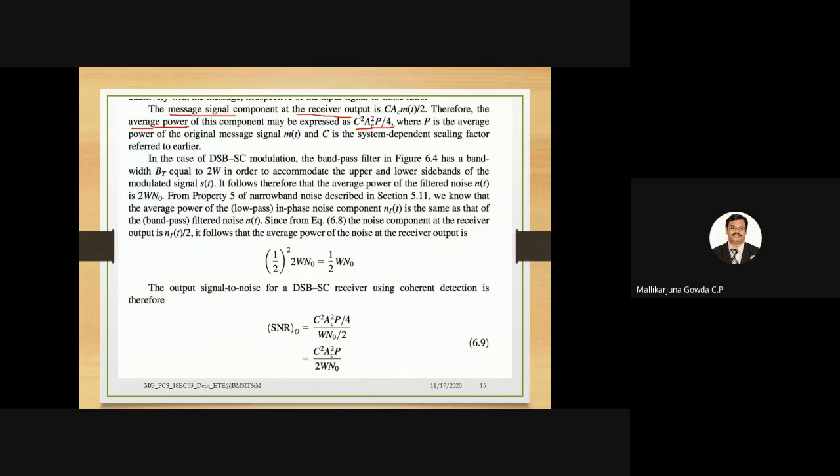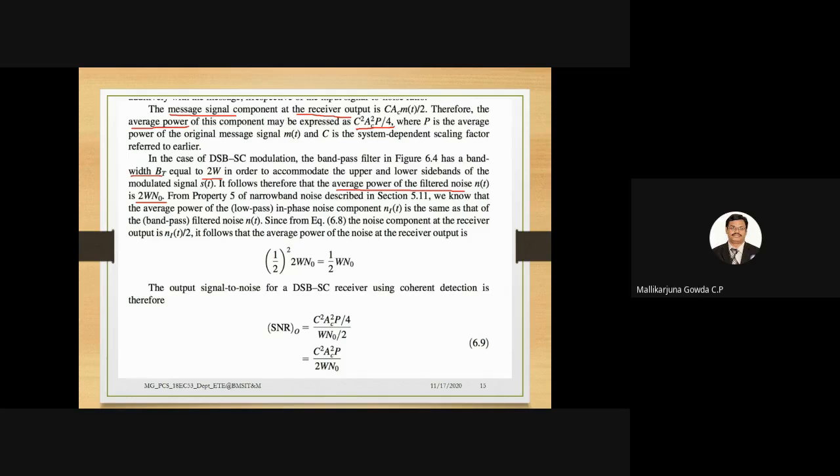Then I need to find out what is the average noise power in the message bandwidth, right? So the band pass filter is having a bandwidth which will be equal to 2W, right? So in that, the average power of the filtered noise will be 2WN0, right? So with that, what I am getting at the output of the detector will be only the in-phase component, right?